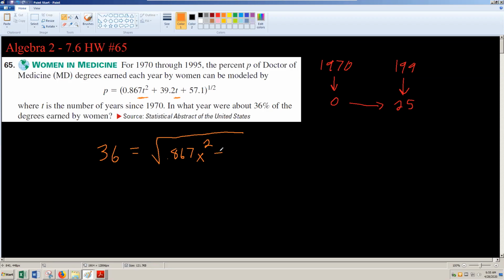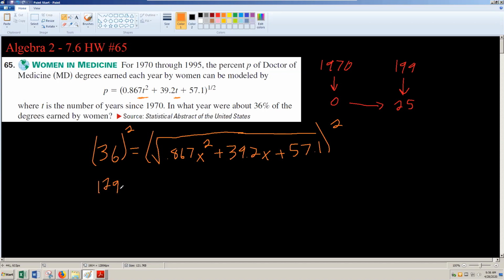Let's see, plus 39.2x plus 57.1. So in order to solve this thing, what I want to be doing is squaring both sides. So I'll take this whole right side and I'll square it, and that means I'm going to square this side as well. So when I'm doing this, I'm saying, okay, well, let's get whatever 36 squared is. 1296. So 1296 is going to equal now all this stuff on the inside.